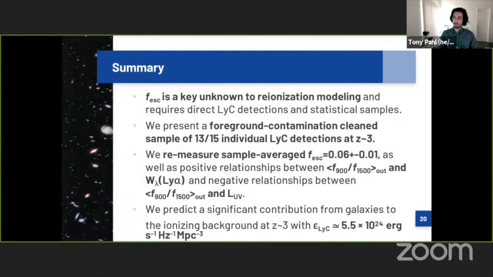So I'll just present a few of my broad conclusions here. We found foreground contamination, we cleaned the sample of foreground contamination and found 2 out of 15 individual Lyman continuum detections were contaminated. We remeasured an F escape of 6% and preserved the relationship between F900 over F1500 out and Lyman alpha equivalent width, and also found a significant contribution from galaxies to the ionizing background at redshift 3. And I'll take any questions. Thanks so much.